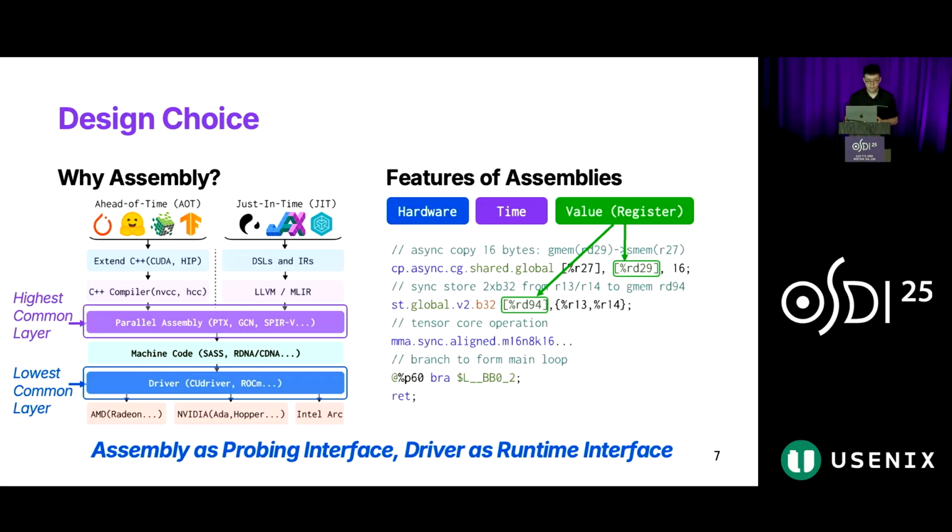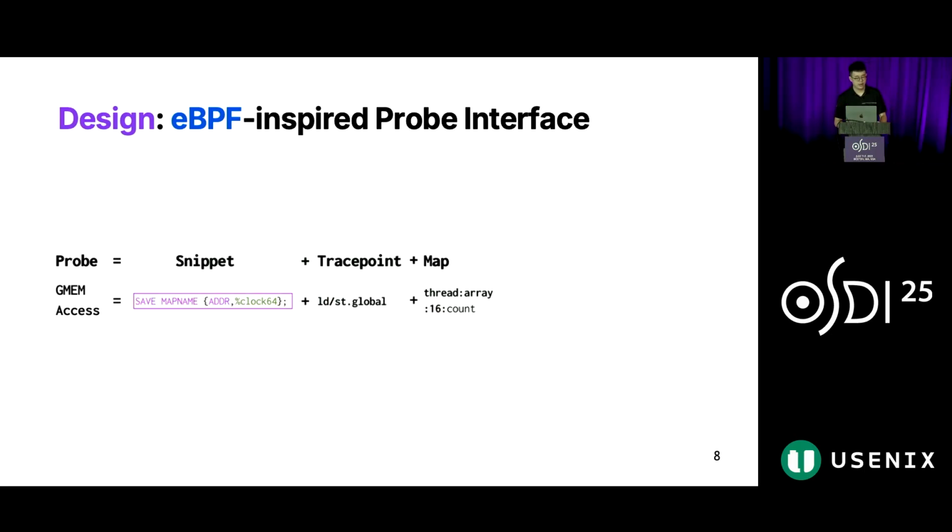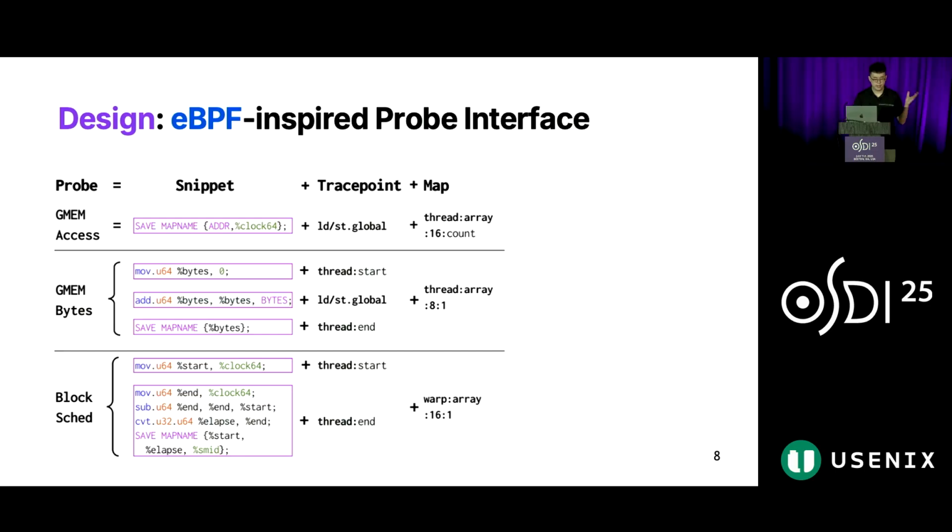Based on such a design, we've proposed an eBPF-inspired probe interface. Neutrino probe consists of 3 parts. First, it's a snippet of a few lines of code. Second, the trace point is the instructions to be matched. And third is the structured map. By using such a simple program model, we can support a variety of profiling tasks, as demonstrated here.